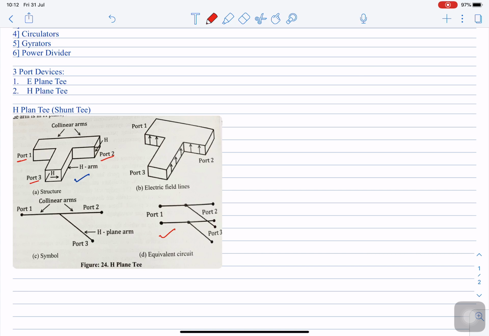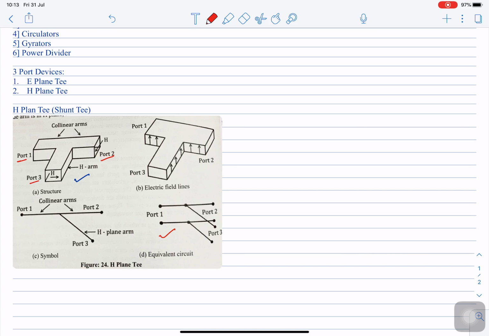So here I will explain the basic properties of these junctions. Now this particular device is also called a current junction, or the other name is shunt junction. Okay, usually the collinear arms are given as port 1 and port 2. So here in the figure you observe that port number 1 and port number 2 are connected in front of each other, and port number 3 is connected perpendicular to these two ports.